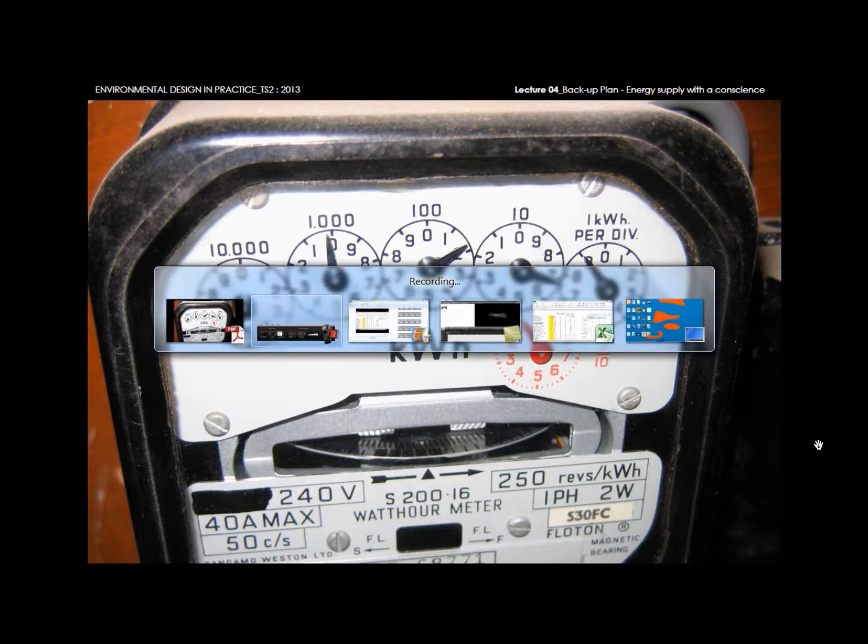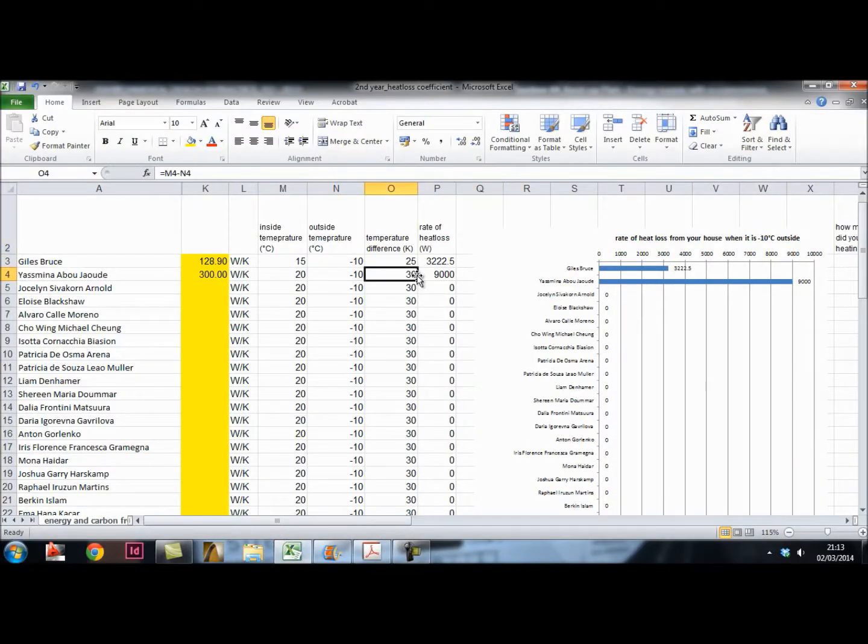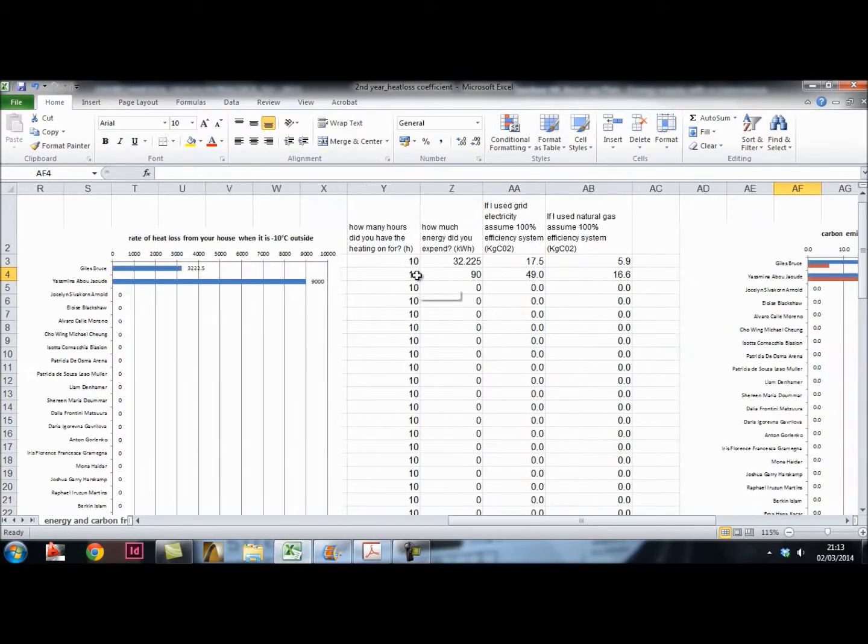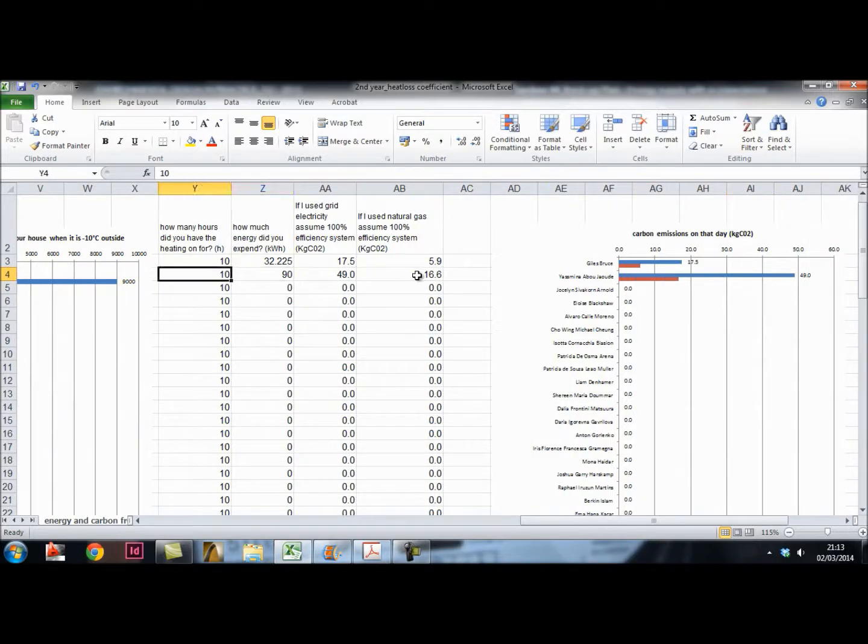So again, going back to our spreadsheet, this time if we go a little to the right, we will see a next thing which has begun to be populated by the first thing, and it says, well, how many hours did you have the heating on for? In my case, I've said it was on for 10 hours. Now, if it was on for 10 hours, then it's going to work out the heat loss that I had multiplied by 10, which is going to give a figure of kilowatt hours. The other two, you don't need to do anything here. The only thing you might want to do is to change this figure in terms of how long you had it on for. But the other figures will calculate themselves, and they have to do with carbon.